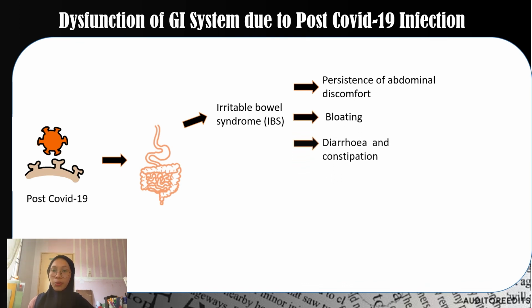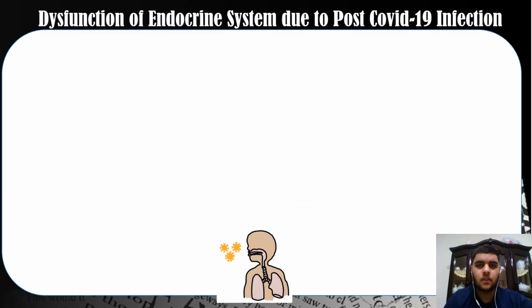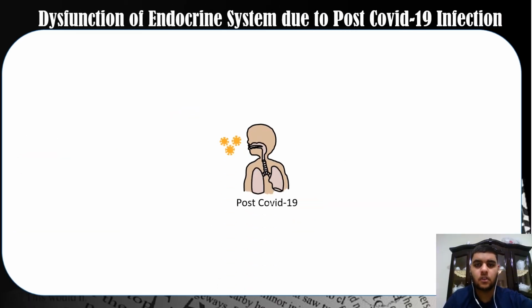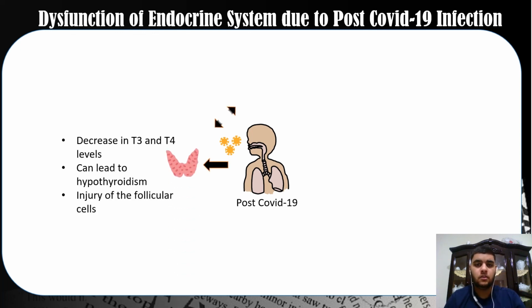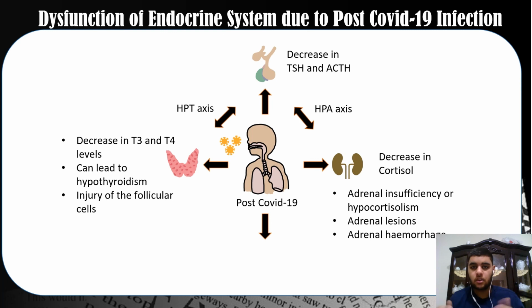The second one is functional dyspepsia, FD. Functional dyspepsia can cause inflammation in the stomach and ward. After the recovery from COVID-19, there are some symptoms and side effects that are noticed. In terms of the endocrine system, there will be a change in the thyroid gland, which can be damaged in the follicular cells. The T3 and T4 hormones decrease, and hypothyroidism can be diagnosed.